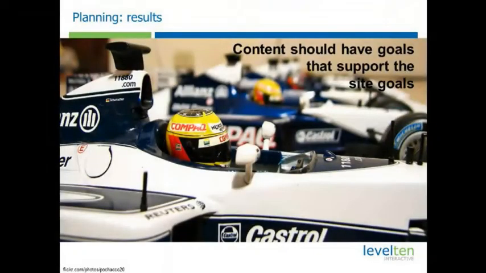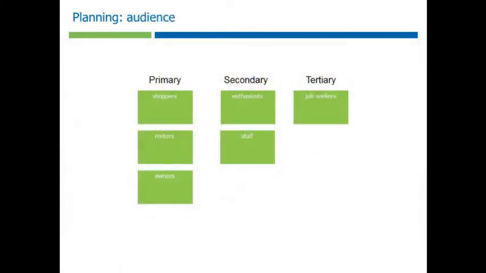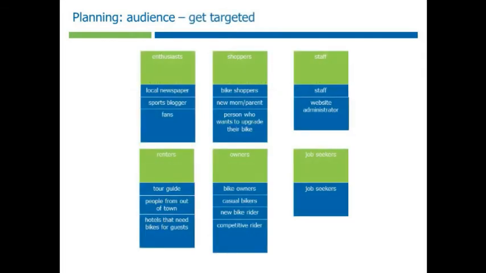so each piece of content you write, you want it to have its own goals, but you want to use your main site goals as a reference for that. Audience. In the previous section, we talked about brainstorming through all these different potential audiences and boiling them down to a good, manageable set. For our content, we want to break that back apart, so we want to get down to writing specifically for the new mom or parent that wants a bike.